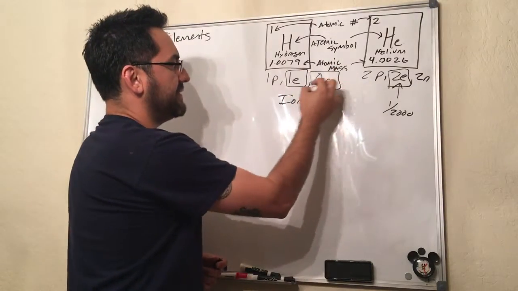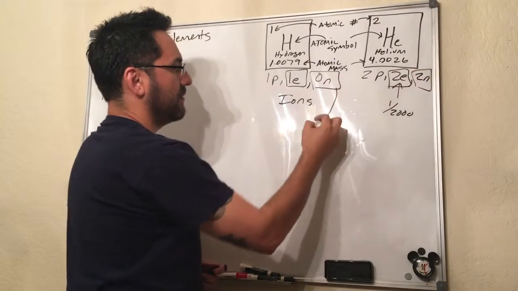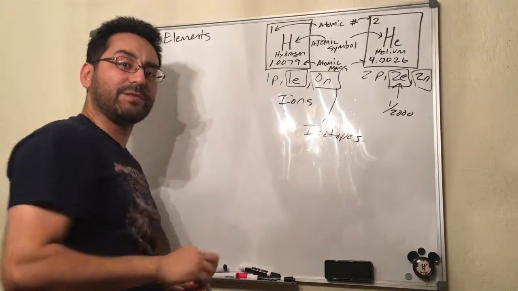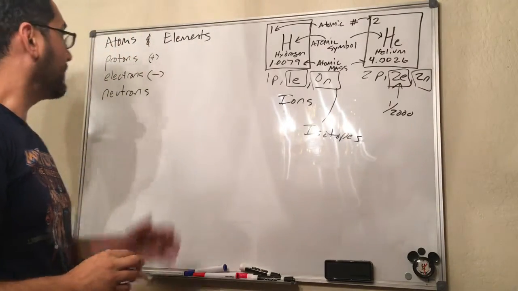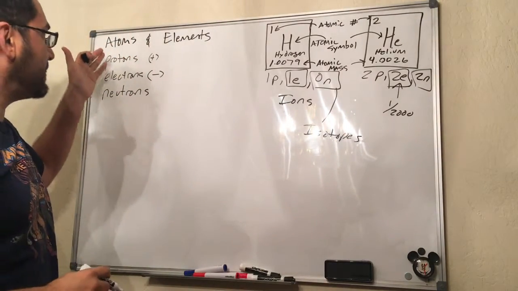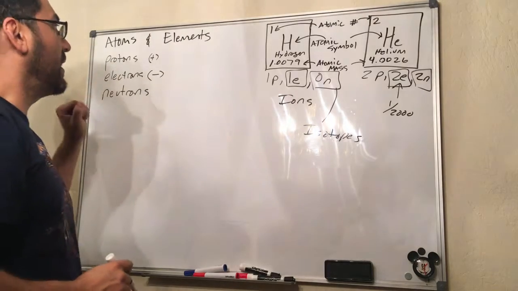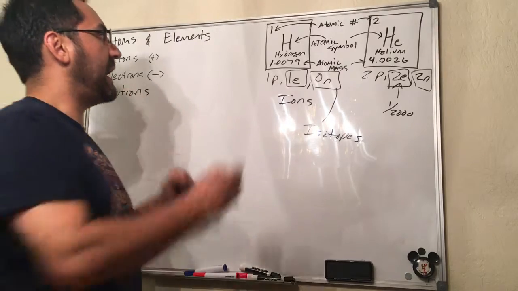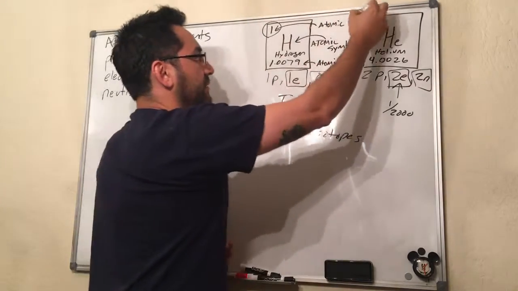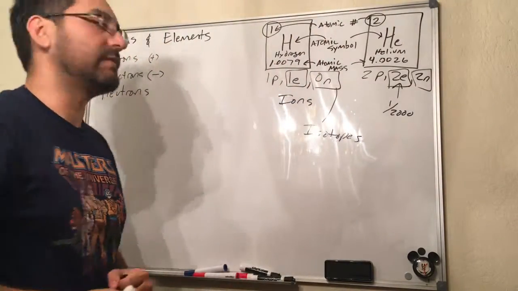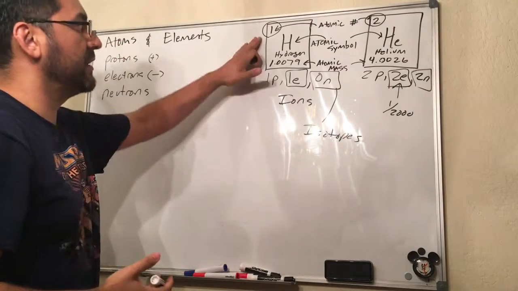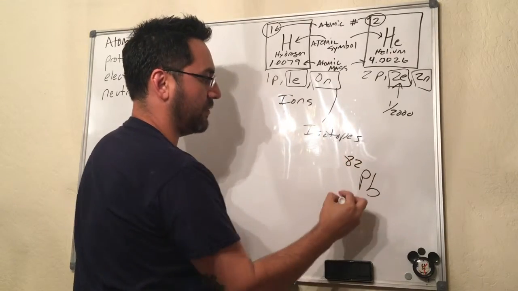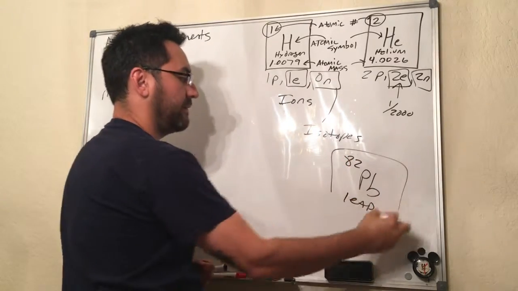As I was mentioning, if we have a different number of neutrons, we'll actually call those isotopes. So we'll talk about ions and isotopes in a different video. For now, know what an atom is, that it's made up of these 3 parts, that all elements are just different kinds of atoms, and it's really the atomic number that tells you what kind of element you are. How many protons you have tells you whether you're hydrogen or helium or lead.